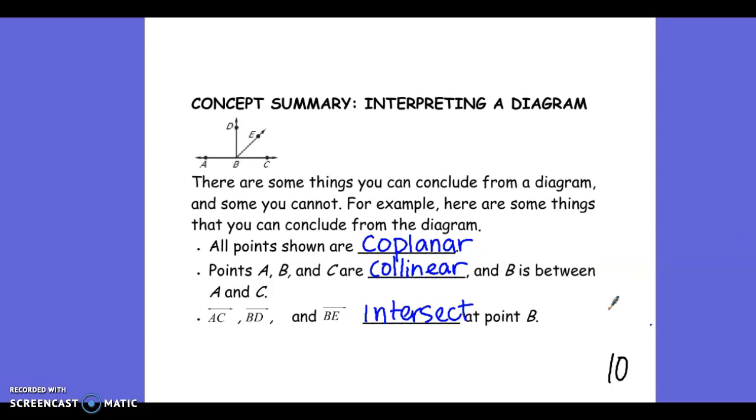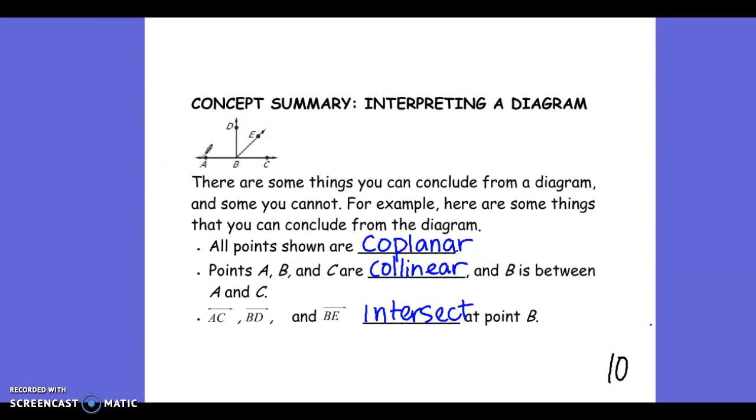Okay, so concept summary. Interpreting a diagram: there are some things that you can conclude by just looking at a diagram, and there are others that you cannot. For example, here are some things that you can conclude. You can look at this diagram and say all those points are coplanar. They're all on the same plane.